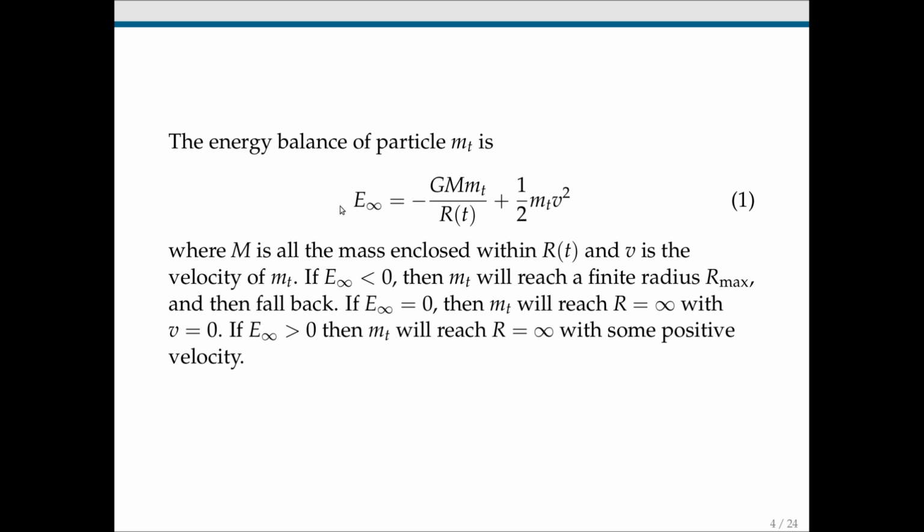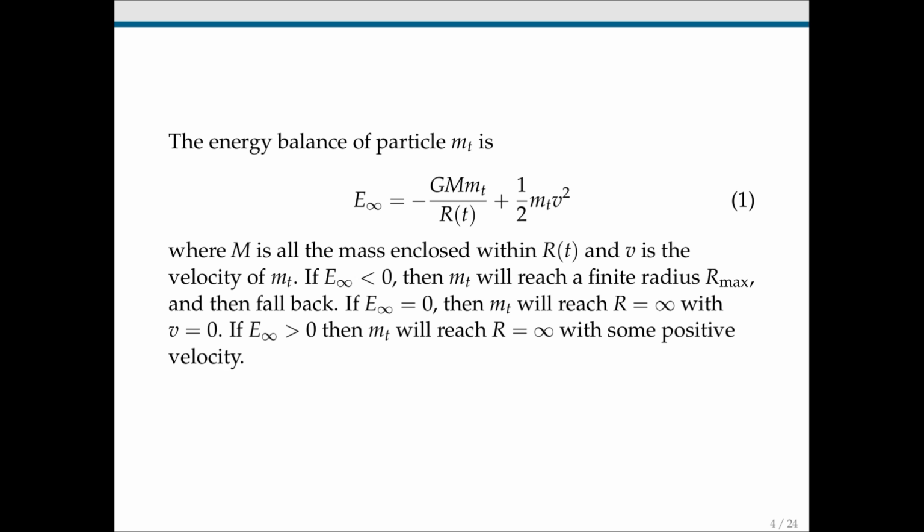If the total energy of the particle is below 0, then the particle will reach some finite radius r maximum, and then fall back. If this total energy is equal to 0, then the particle will reach r equals infinity with 0 velocity. If this total energy is greater than 0, then the particle will reach r equals infinity with some positive velocity.